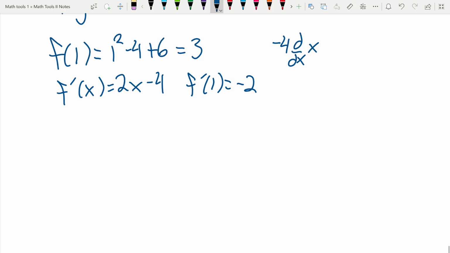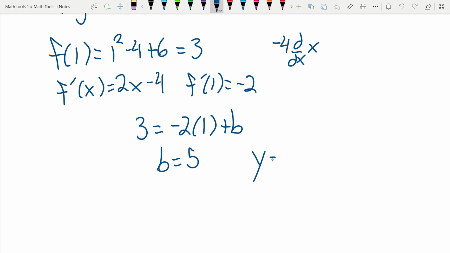So we have 3 equals negative 2 times 1 plus b. So b is going to be equal to 5. Okay, so the tangent line is going to be y equals negative 2x plus 5.